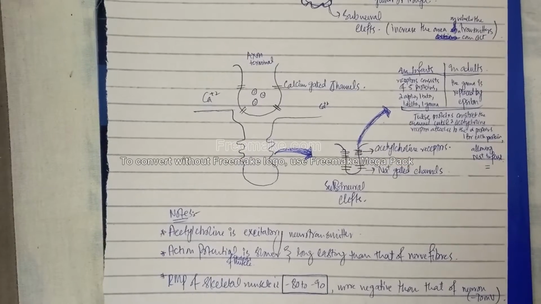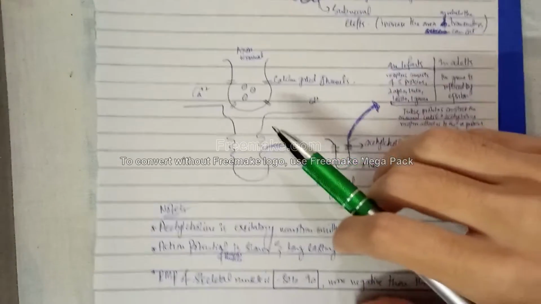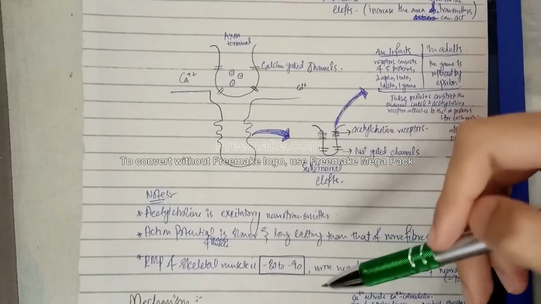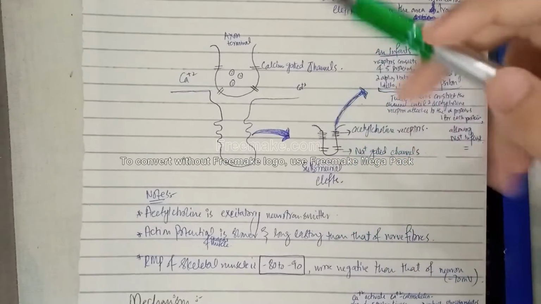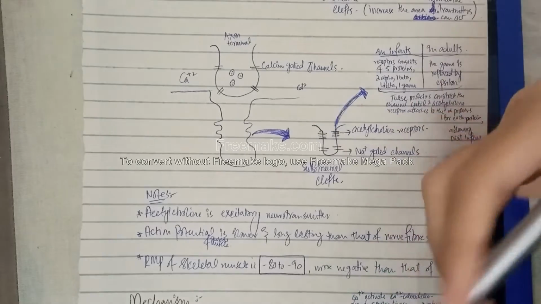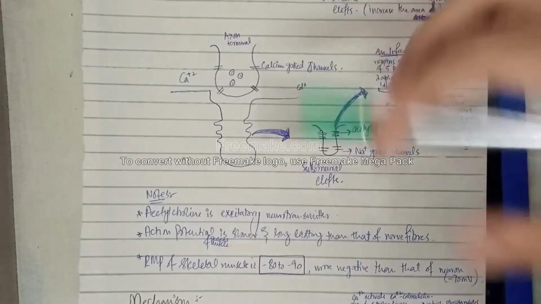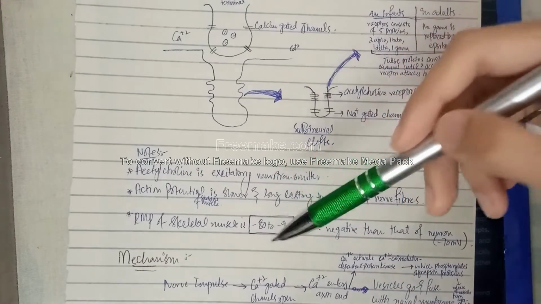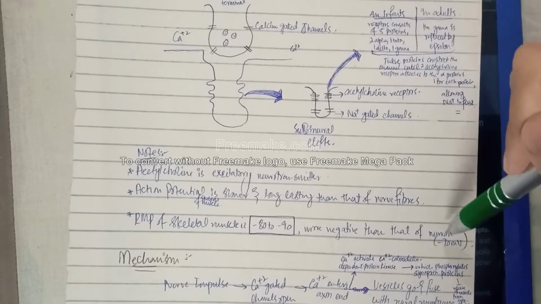Now there are a few points which will help us in the upcoming topics. First, acetylcholine is an excitatory neurotransmitter. It is not an inhibitory neurotransmitter. The second point is that the action potential of skeletal muscle is slower and longer lasting than that of nerve fibers. This is due to the functional difference between the axons, the neurons, and the muscles. The muscles require stronger force, a stronger impulse, but they also need a long-lasting impulse. And the third point is that the resting membrane potential of skeletal muscle is minus 80 to minus 90 millivolts, which is more negative than that of the neuron, which is minus 70 millivolts.